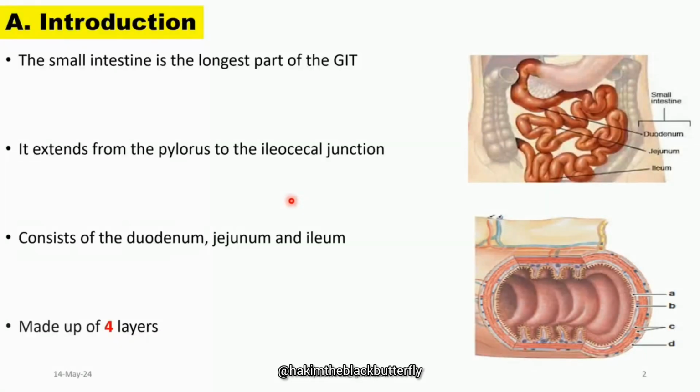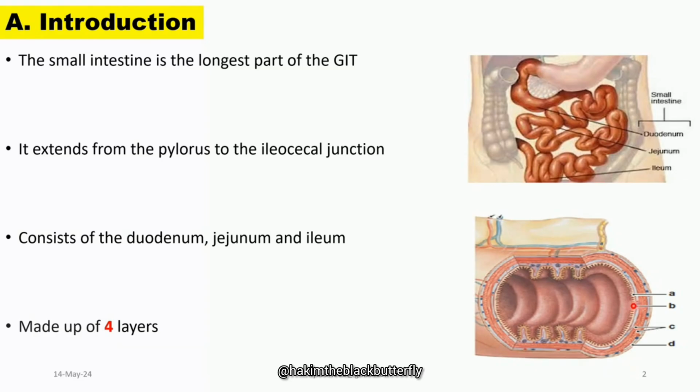Okay, so the small intestines are the longest part of the GIT. How long is the small intestine? 5 to 6 meters long. They are quite long. So they are going to extend from the level of the pylorus to the level of the ileocecal junction. The ileocecal junction, that's the junction between the ileum and the cecum. And they are, of course, made up of 3 parts, as you can see here.